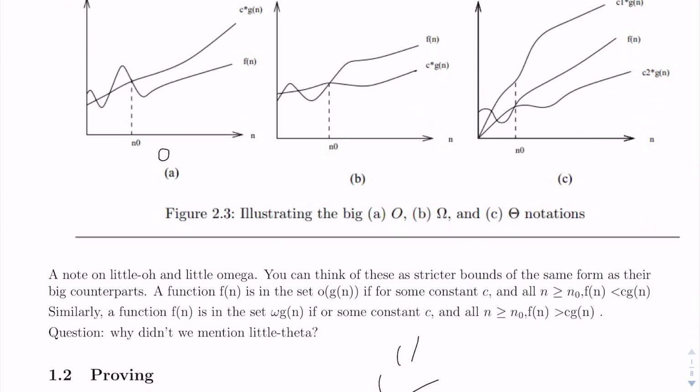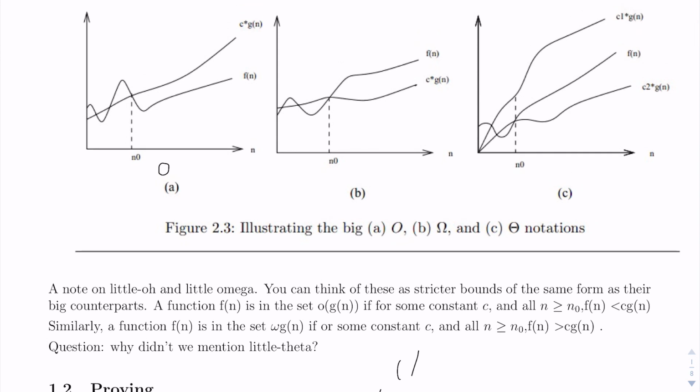And just a little note on little o and little omega. You can think of these as the more exclusive bounds because it means that your function is strictly lower or strictly greater than. And just kind of a concept check.